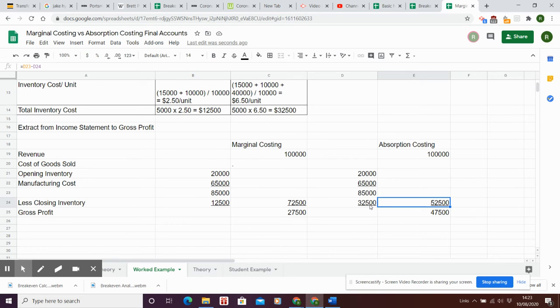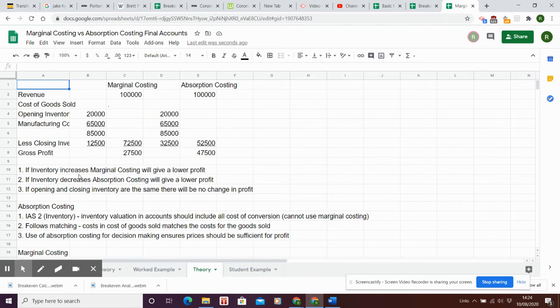Now, obviously, the important thing here is that changing our method of inventory valuation, as if you remember back to when we did FIFO and LIFO for those I've taught, has an impact on both the cost of goods sold and therefore on the gross profit. And there are a couple of rules in here. So if we just go and look at this theory page now, okay, if inventory increases, marginal cost will give a lower profit figure.